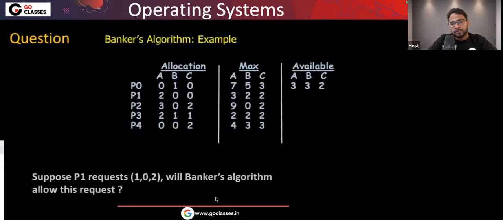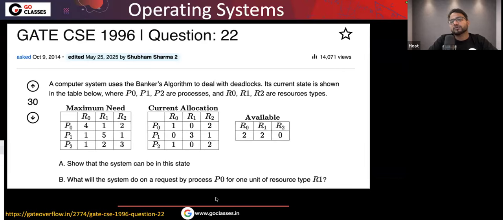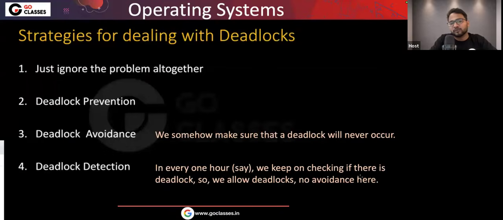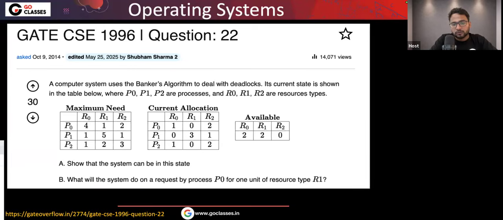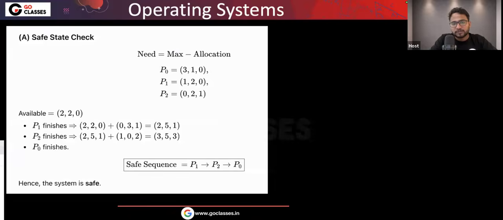Now let me just show you one thing, that in GATE also they have asked both types of questions. They have asked directly, and they have asked you to modify the table. What will the system do? Request P0 is requesting one unit of R1. They ask you to modify the table and find out whether the state is safe or not. I will solve these questions, don't worry, but I'm just showing you one thing.